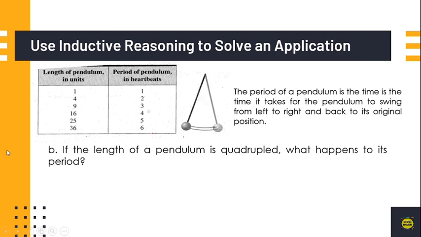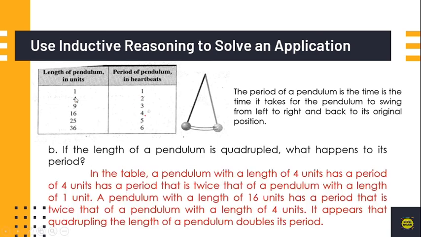Next naman, if the length of a pendulum is quadrupled, what happens to its period? If the length of a pendulum is quadrupled daw, class. So ito yung mga quadruple niya, class. Di ba? What happened to its period? Anong mangyayari sa period niya?